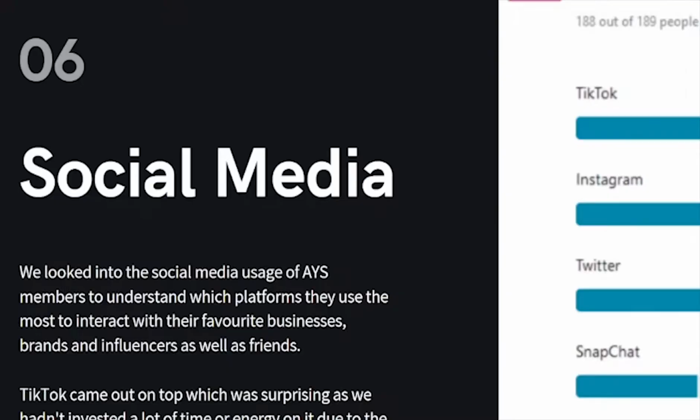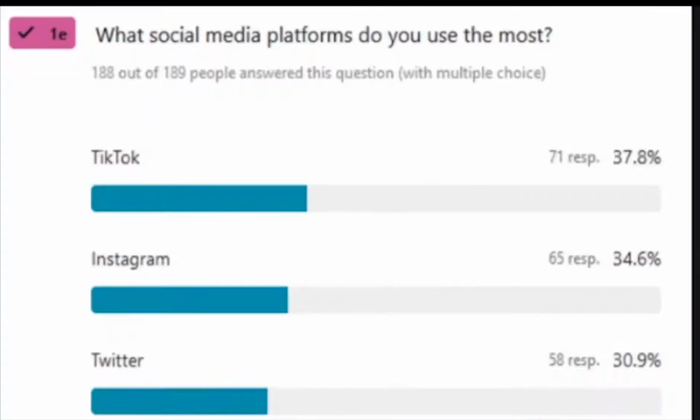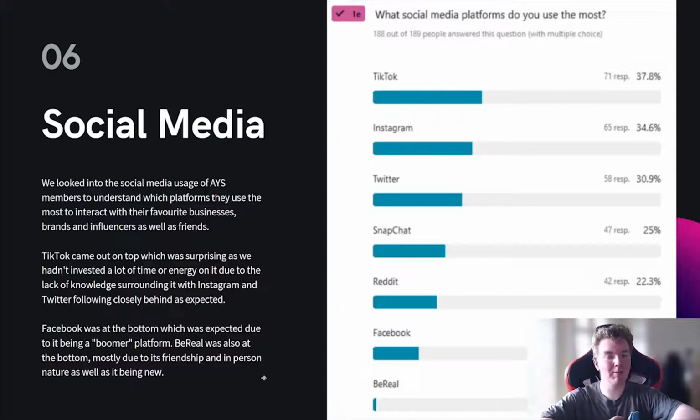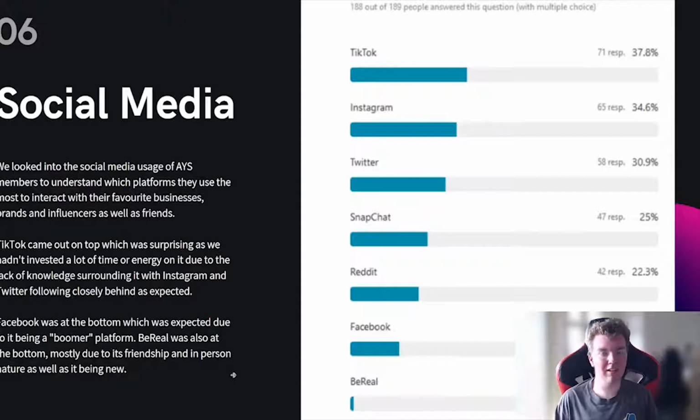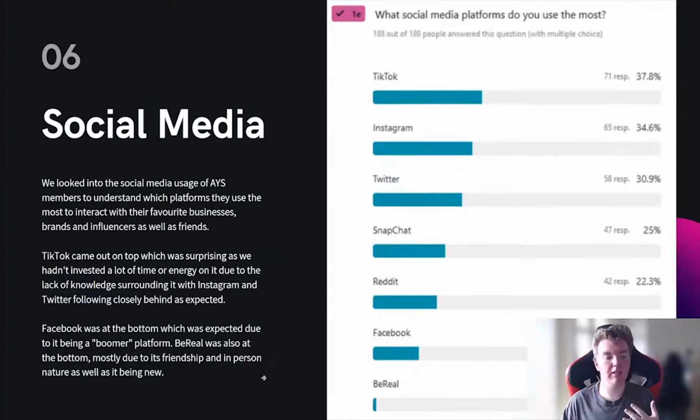Alright, social media. This was a very controversial one for us, I will say. TikTok was by far the most, and this was something we didn't actually realize at the time. So we had a TikTok account. We have one now. Go follow us, iOS community on TikTok. Main one, then Instagram and Twitter as expected. Snapchat, Reddit, not so much. BeReal, mostly because it's quite new, so not many people use it all that much. And Facebook, don't want to say old people use that, but it's not really as interesting as something like Instagram or TikTok.